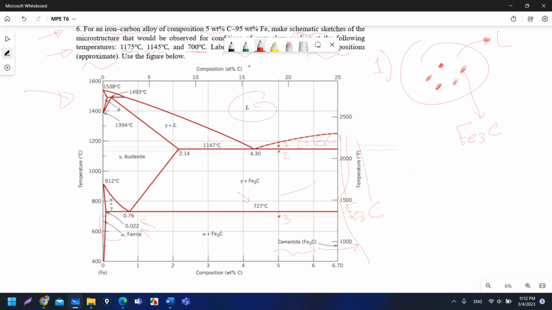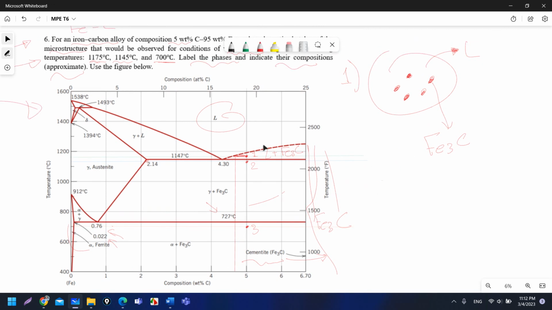And also he asked for the composition. When we said we will approximate, I will approximate this one. If I want to take the composition of the liquid, I will move until I touch the boundary of the liquid region, then I will go down. Let's say it is approximately 4.7. So the composition is 4.7 of carbon for the liquid. So the liquid phase has 4.7 weight% carbon.